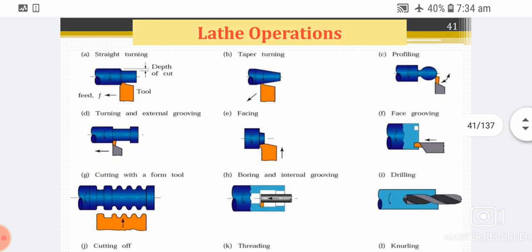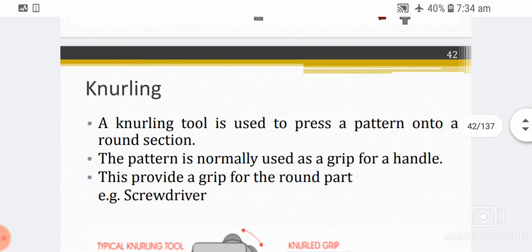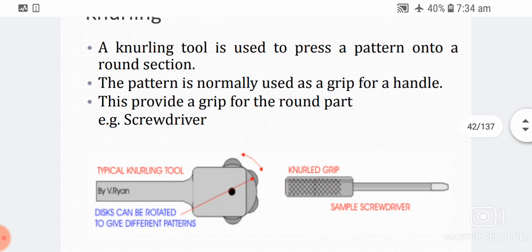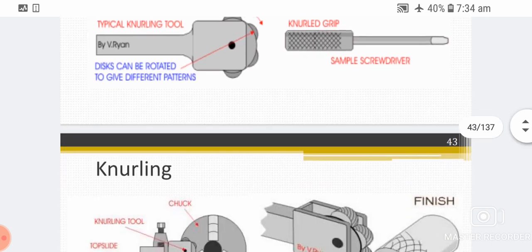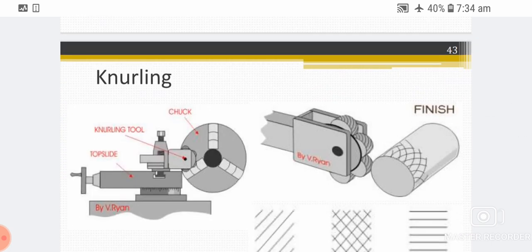Okay. First, knurling. The knurling tool is used to press a pattern onto a round section. The pattern is normally used as a grip for a handle. This provides a grip for a round part, such as a screwdriver. Typical knurling tool: the disc can be rotated to give different patterns. Knurled grip, example, screwdriver. Check the knurling tool, top slide.